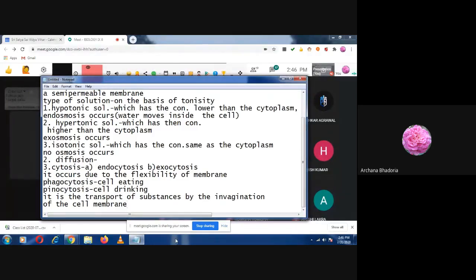Understood everyone? Invagination means forming a cup shaped structure. That is known as the invagination. Ma'am, can you repeat what is invagination? Invagination means the bending inward movement of the cell membrane, forming the cup shaped structure. I'll show you the figure, don't worry, so then it will become more clear to you all.